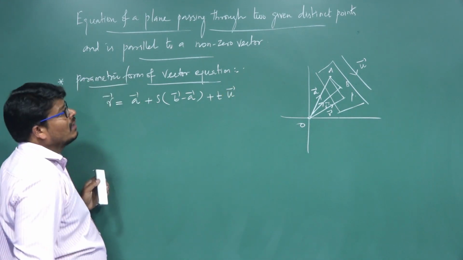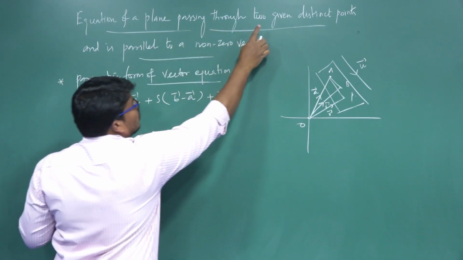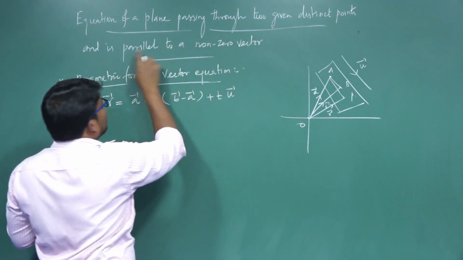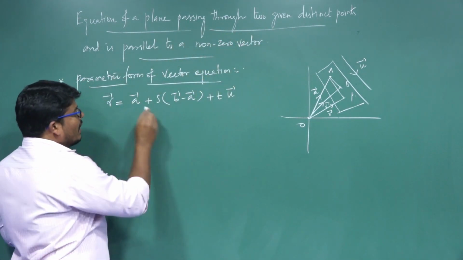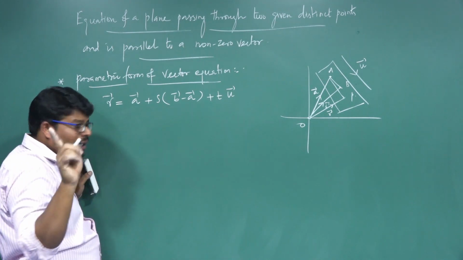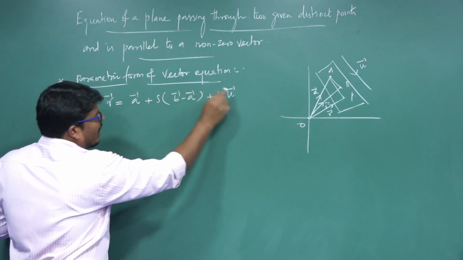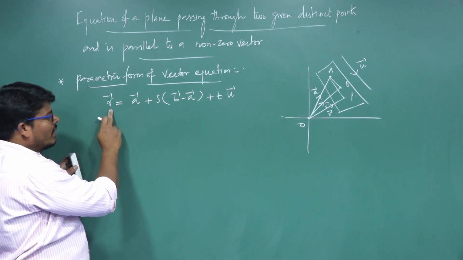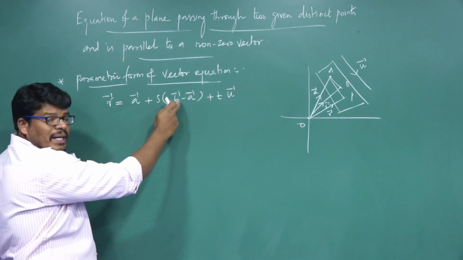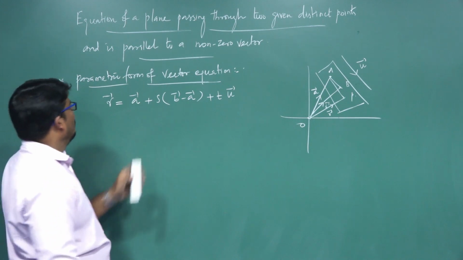Equation of a plane passing through two given distinct points and parallel to a non-zero vector. That is, given 2 points A and B, and U being the parallel vector, the parametric form of the vector equation is r vector equals A vector plus s of (B minus A) plus t of U. That is the parametric form.